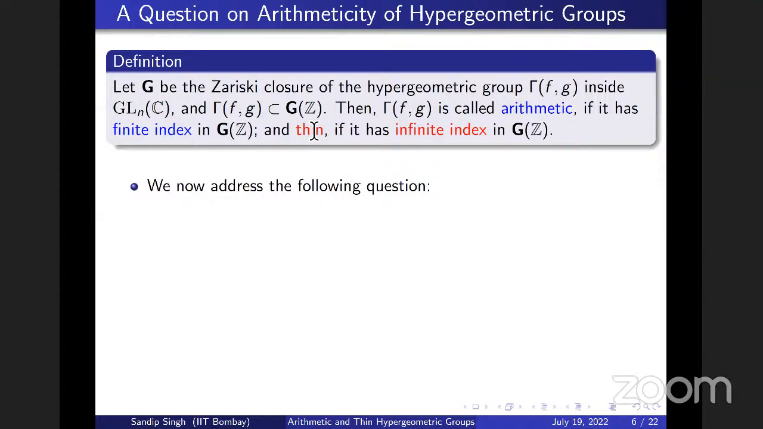What happened? You are not audible now. Sandip, we lost your voice.